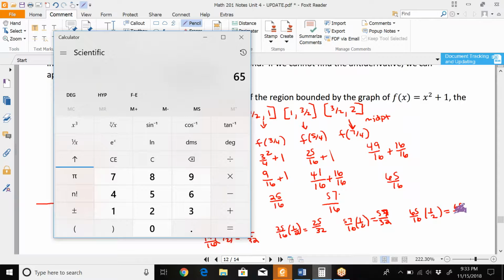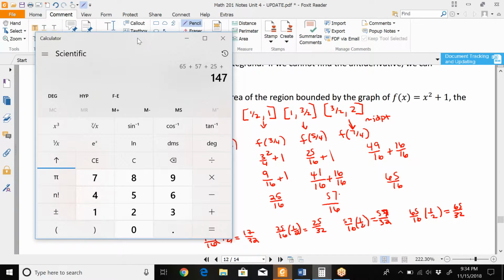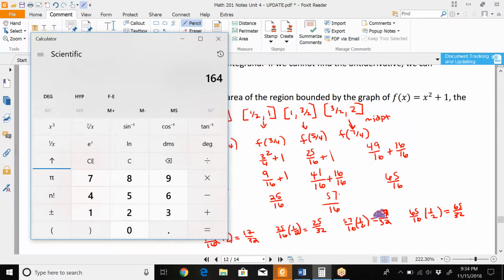Now, to approximate the area, you add up all 4 rectangles. So I just need to add all my numerators and then divide by 32. So 65 plus 57 plus 25 plus, what was my first one? 17. So that adds up to 164/32.